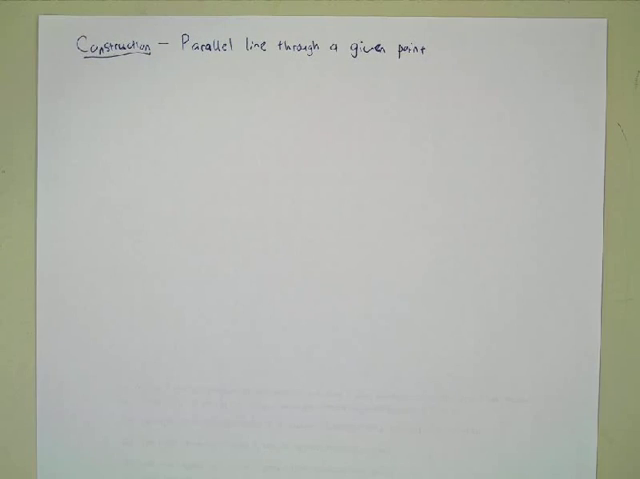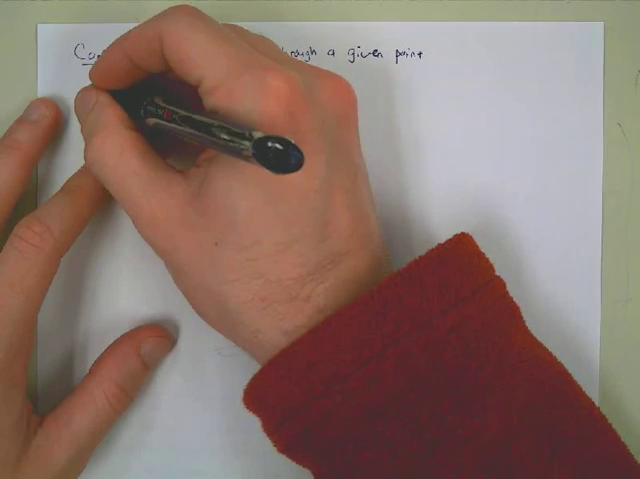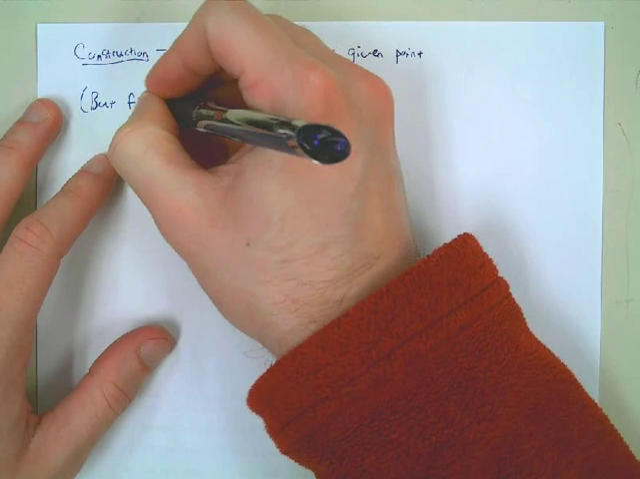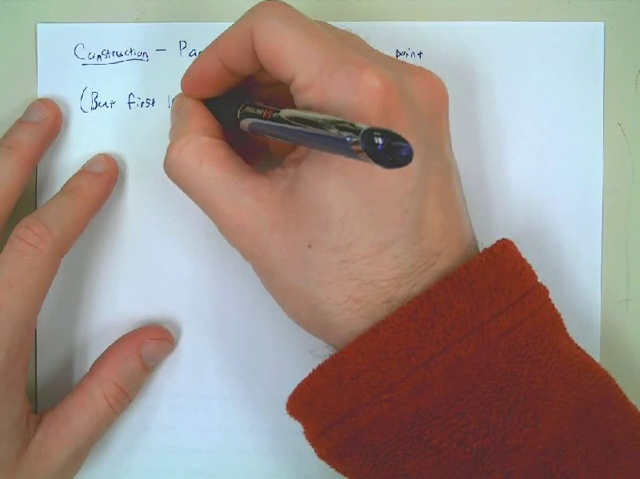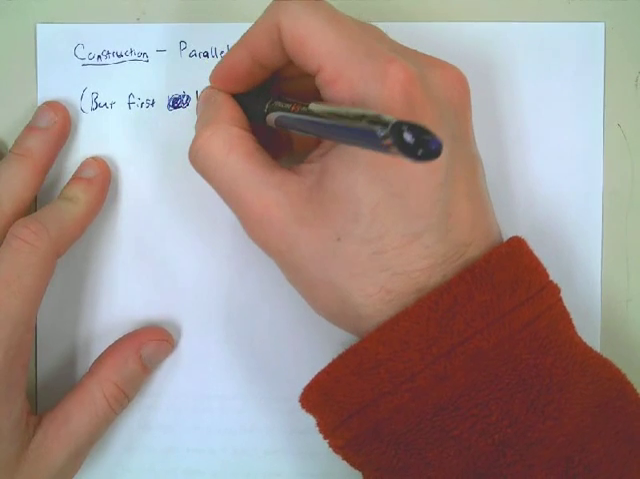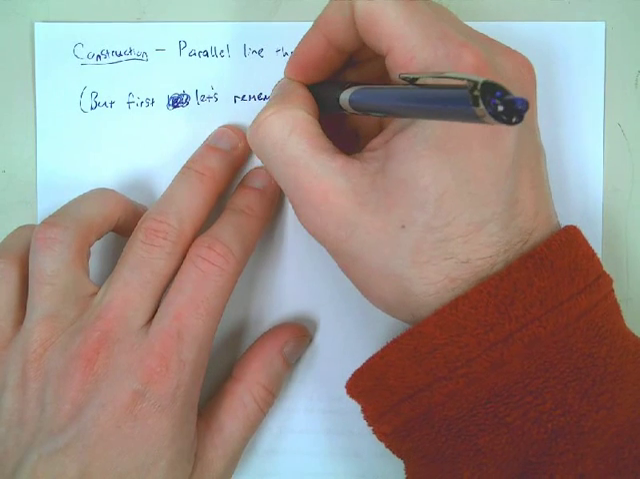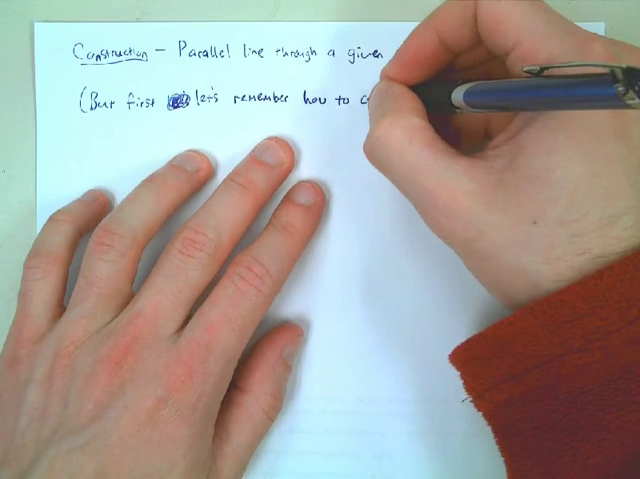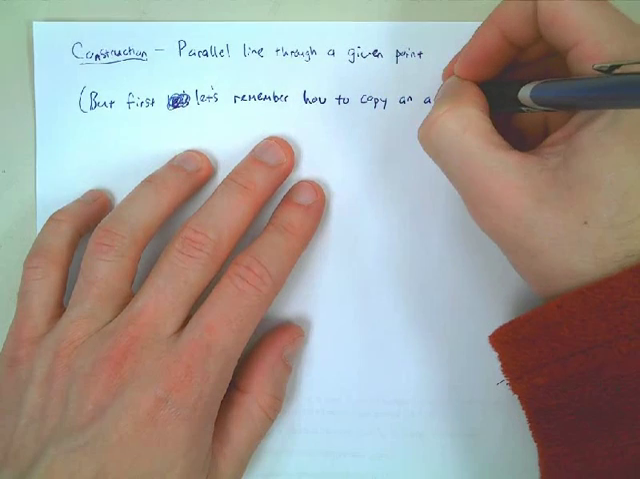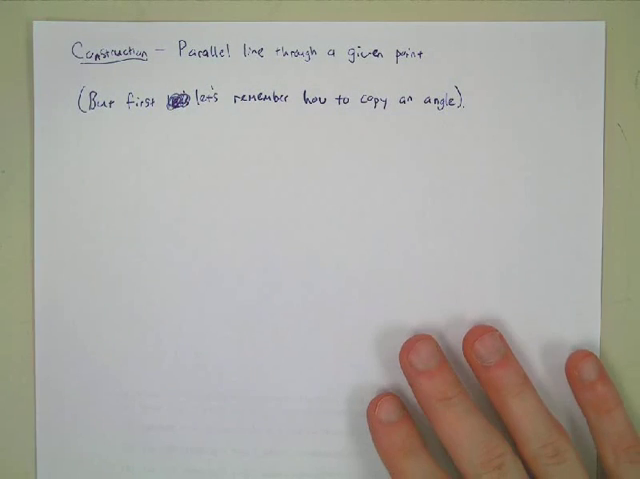Okay, but first, let's remember how to copy an angle. So, we'll start by copying. To copy an angle, we first need to start with an angle. So I'd suggest on your paper somewhere, just draw an angle.